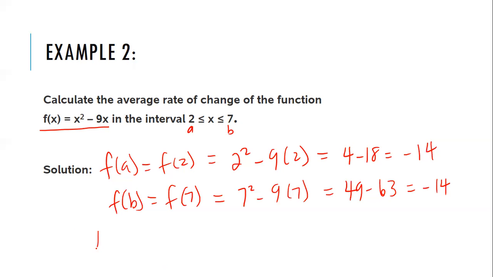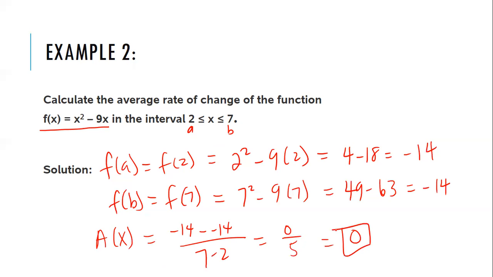Now we're going to find our average rate of change, our A of X, which equals our F of B minus our F of A. So negative 14 minus negative 14, divided by B minus A, which is 7 minus 2, which equals 0 divided by 5, which is 0. So the average rate of change on the interval from 2 to 7 would be 0. Now we have concluded the average rate of change for the most part of our notes. For your do now, you're going to still use f of x equals x squared minus 9x and find the average rate of change given other intervals.